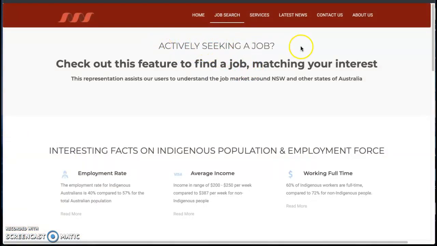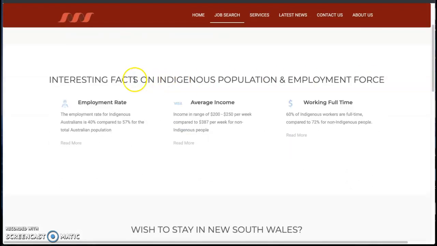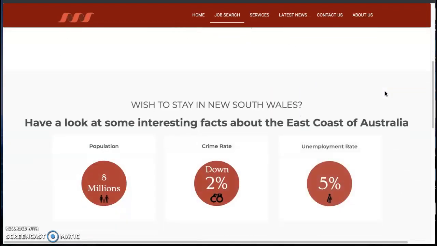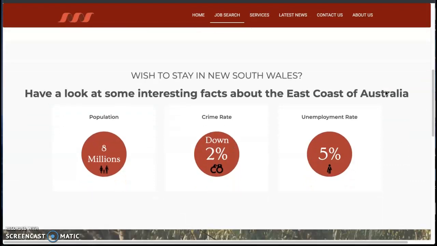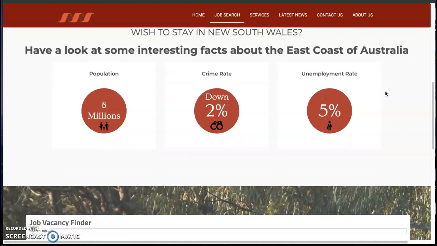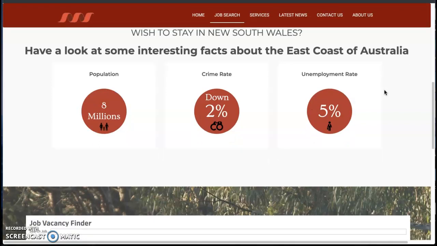It's a job search function. And there are some facts on indigenous people looking for jobs. And this is some information about the indigenous people in New South Wales.